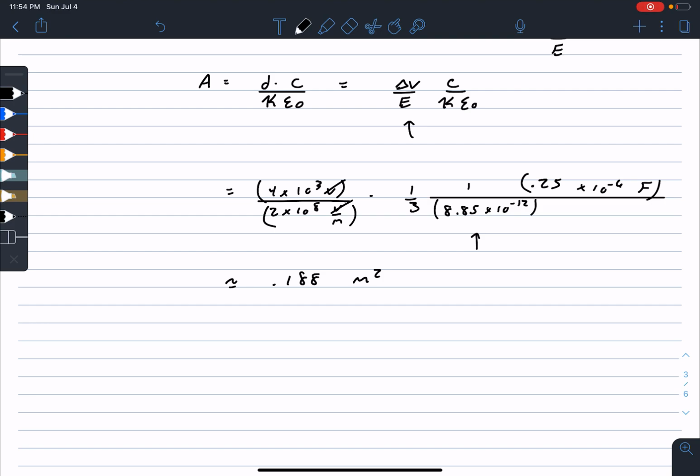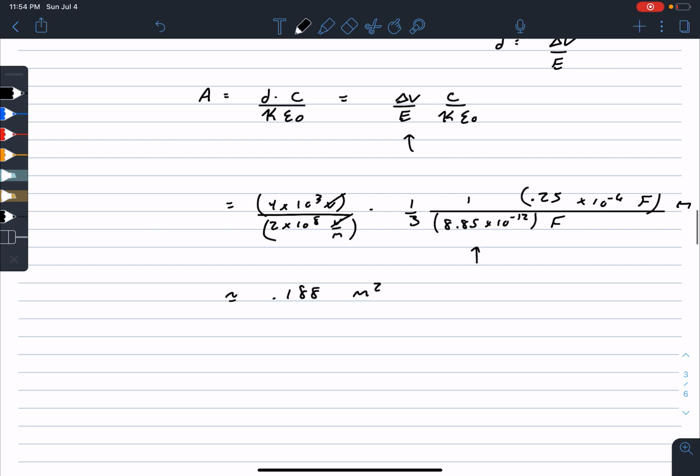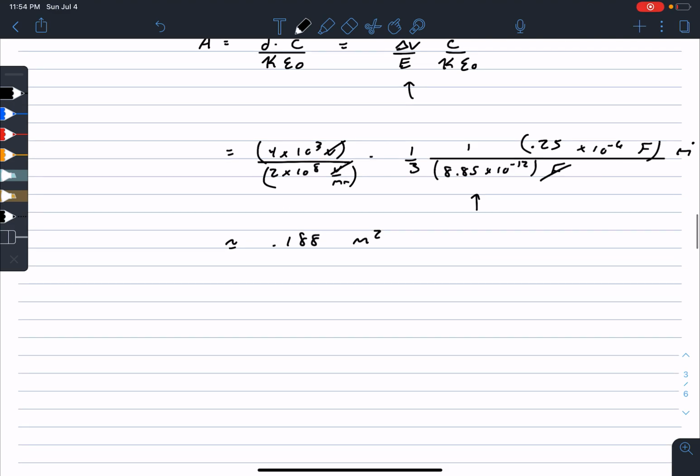So anyhow, I plug all of this in and I get 0.188 square meters, okay? And I went through and checked all of the units. I recommend you do the same. Volts over volts, right? Then we have farads over farads. That actually comes out of the epsilon naught. So there's a couple of ways you can define those units. Meters times meters, and that's meters squared. Good, we're good. Cool.